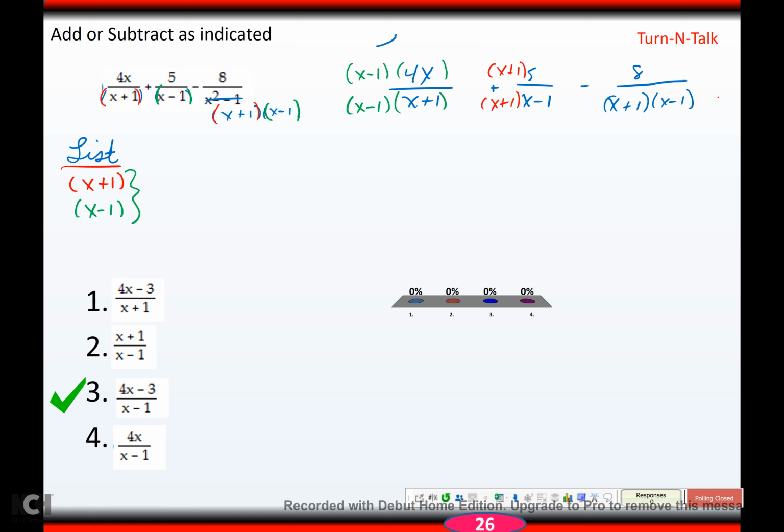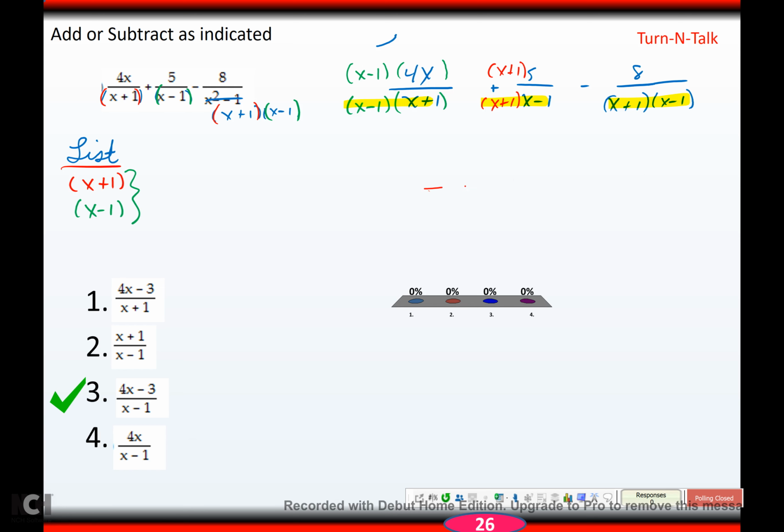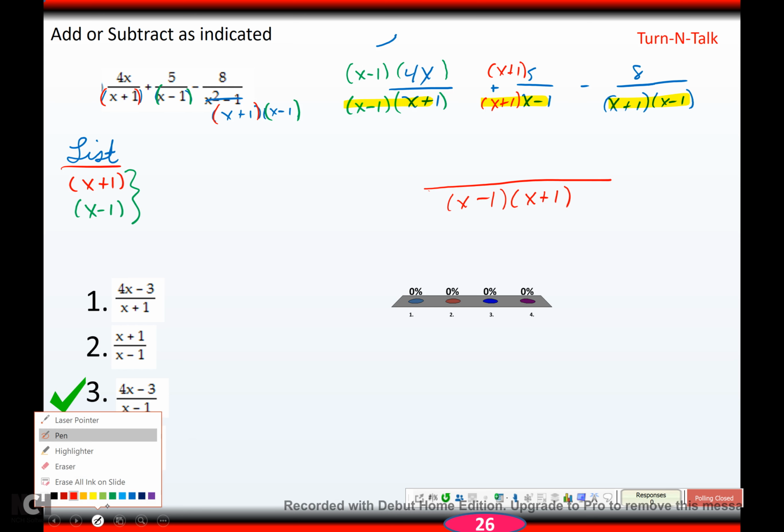It has everything in the list, so I don't need to multiply top and bottom by anything. And now you can see that all three denominators match. Again, I might write them in a different order, but if they have the same factors, it's the same denominator. So I'm going to keep that denominator, which is going to be x minus 1 times x plus 1. And I'm going to simplify the tops.